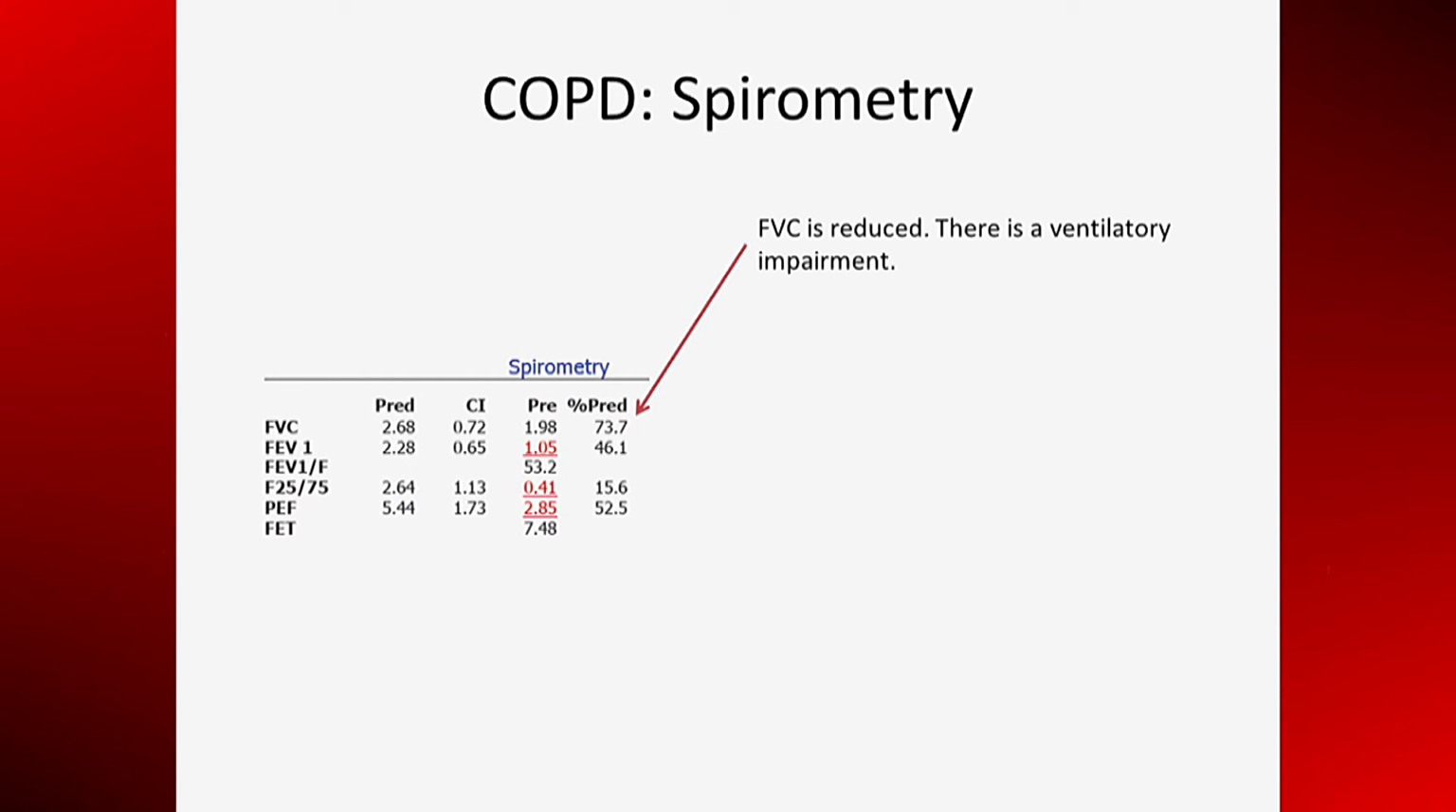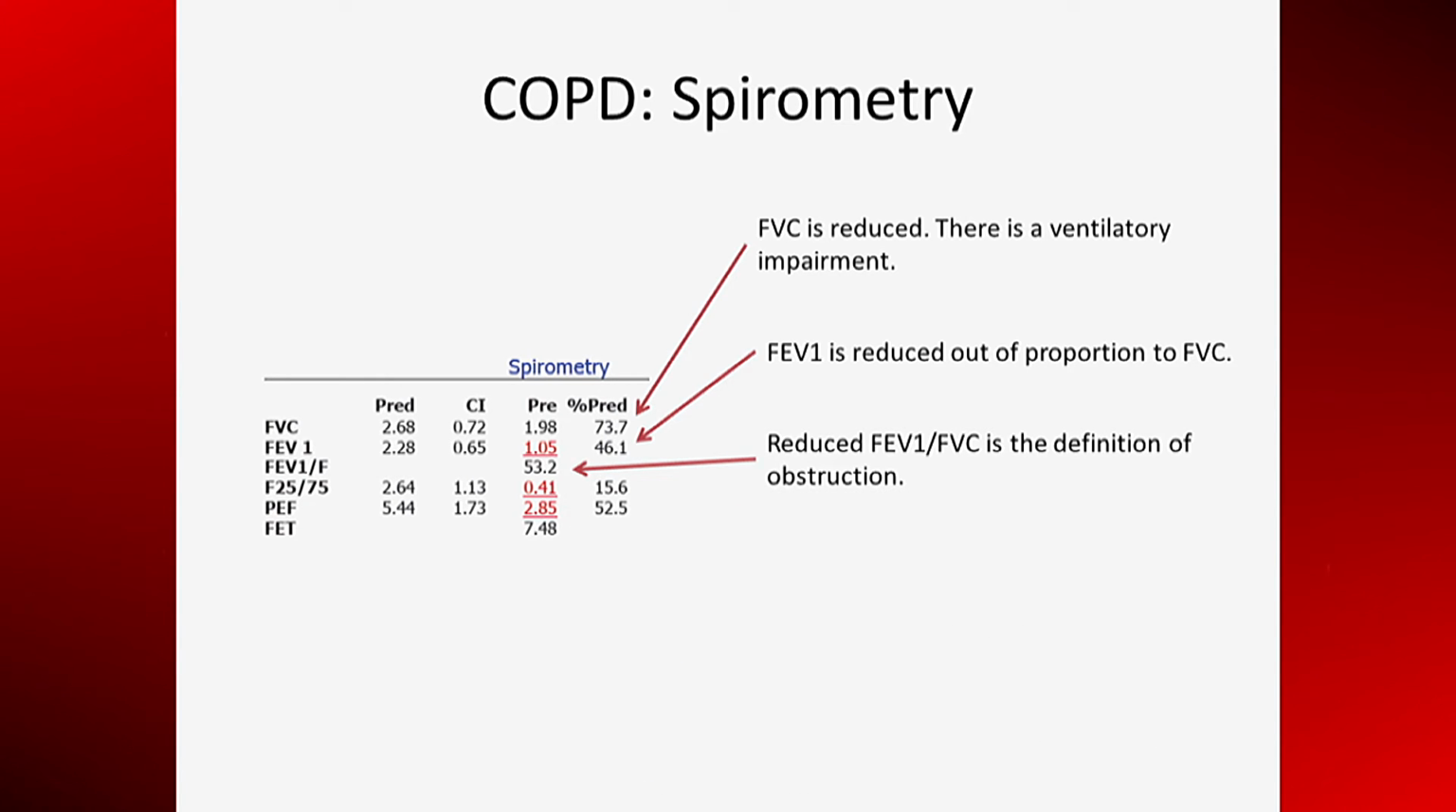Note that the forced vital capacity is reduced. There is a ventilatory impairment present. Note that FEV1 is also reduced. The reduction in FEV1 is out of proportion to the reduction in FVC. The greater proportional decrease in FEV1 compared with FVC implies that the FEV1 to FVC ratio is decreased. This is the definition of airflow obstruction.